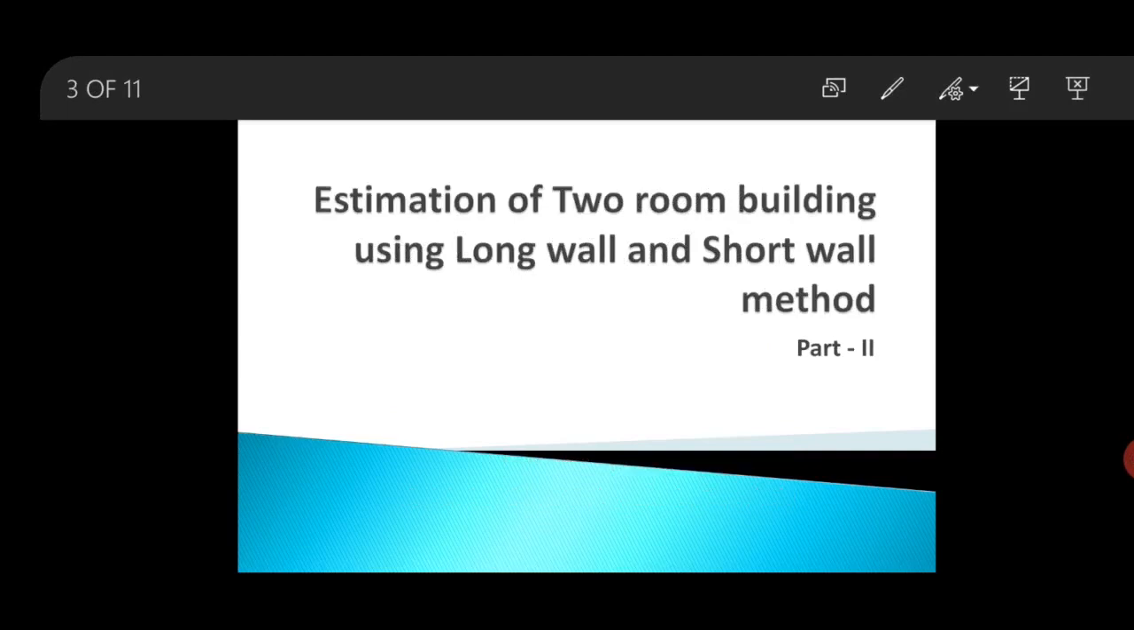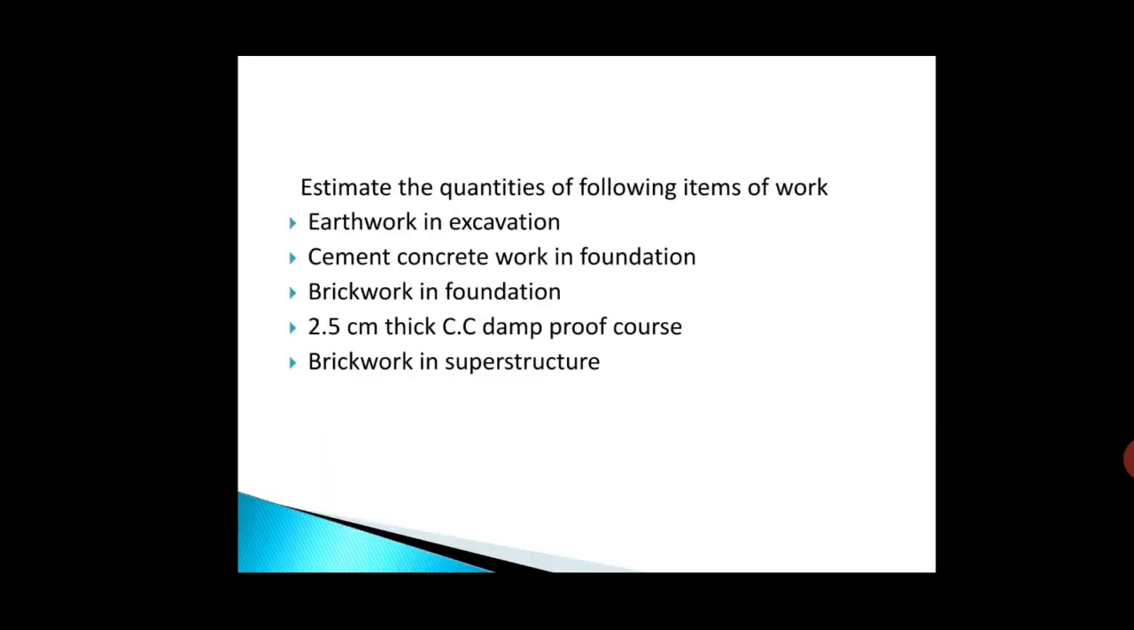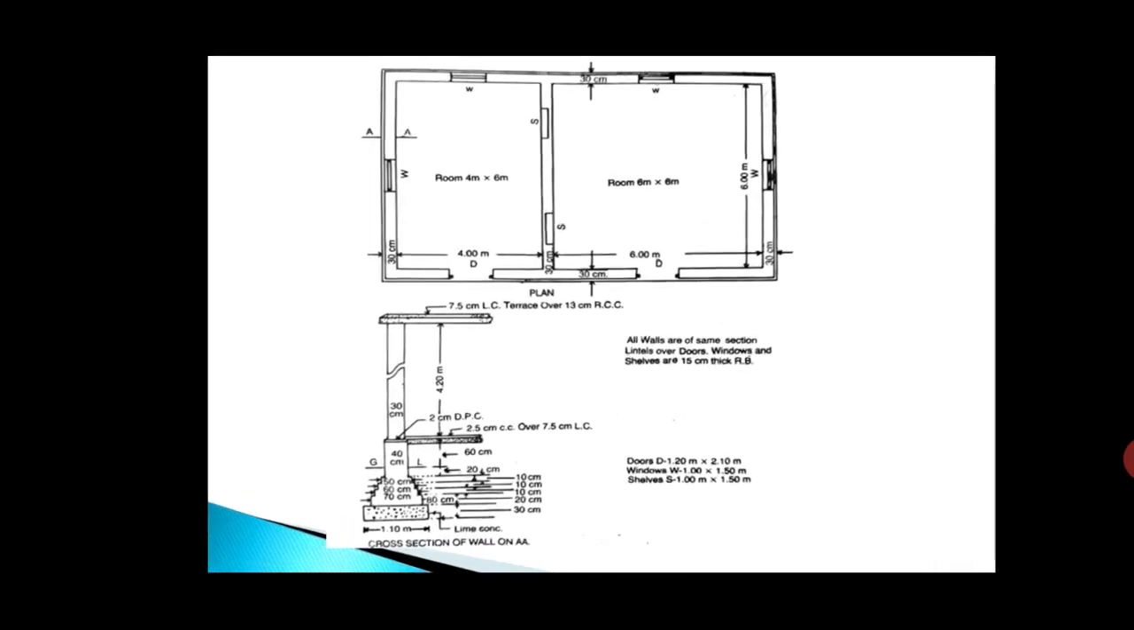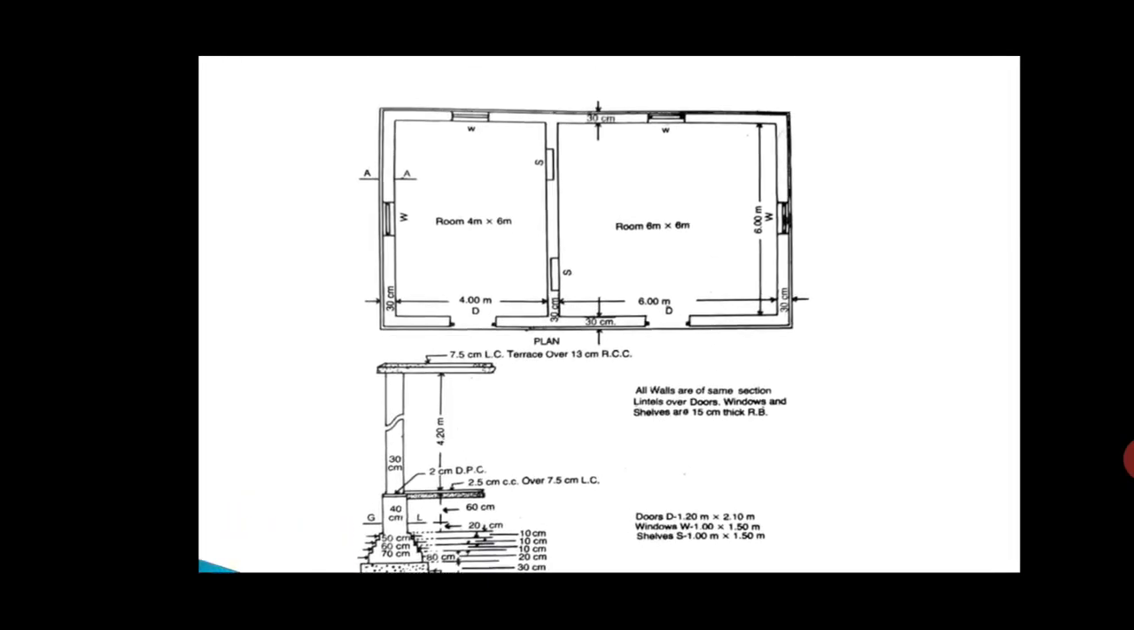In the last class, we have done the estimation of earthwork in excavation of a two-room building using long wall and short wall method. And today, we are going to estimate the next item of work, that is cement concrete work in foundation of the same building. As we know, the cement concrete work is to be done under the entire wall, including the 2 long walls and 3 short walls.